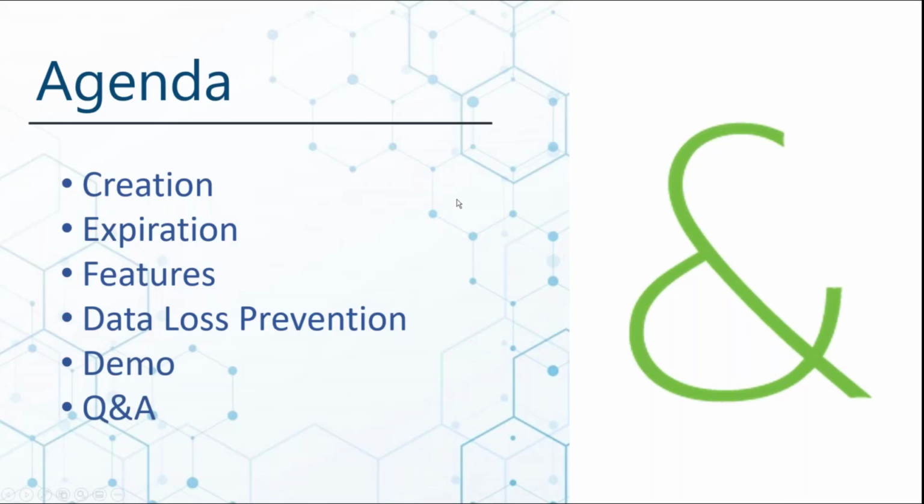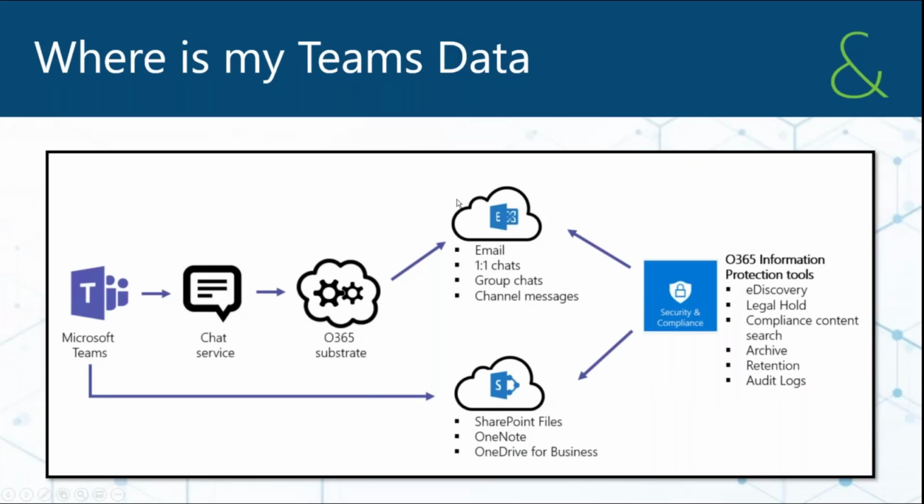So jumping right in. I like this slide because Microsoft touts Teams as its hub for collaboration, and that means a lot of different things to a lot of different people. It's chat, it's collaboration, it's meetings, it's voice. But how does all that stuff work together behind the scenes?